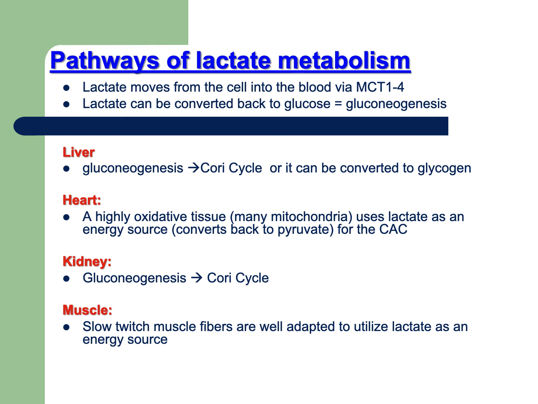In the liver, we can also store an excess amount of glucose in the form of glycogen. The heart, being a highly oxidative tissue with many mitochondria, uses lactate as an energy source. It converts it back to pyruvate for use in the citric acid cycle. In the kidneys, we have gluconeogenesis happening, so we produce pyruvate back to glucose. That glucose then gets dumped into the blood, and via the Cori cycle, it gets delivered around the body. And then we have muscles, so slow twitch or type 1 muscle fibers are well adapted to utilize lactate as an energy source.